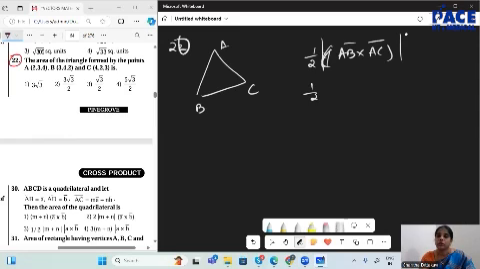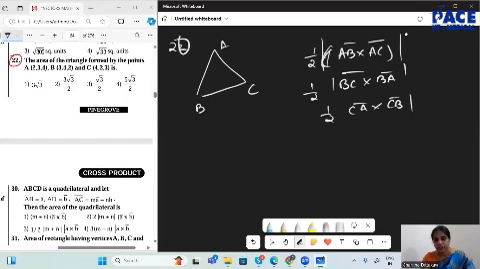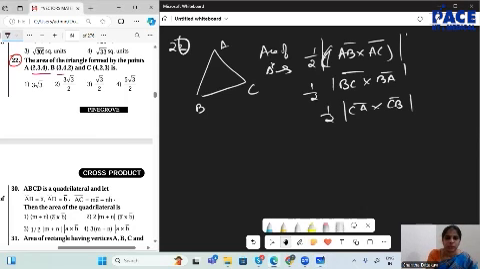So, or it can also be half BC cross BA or half CA cross CB. Got it? So this is nothing but the area of triangle ABC. Now you just have your 3 points ABC. This is a problem I'm not doing at all. You just have 3 points ABC.